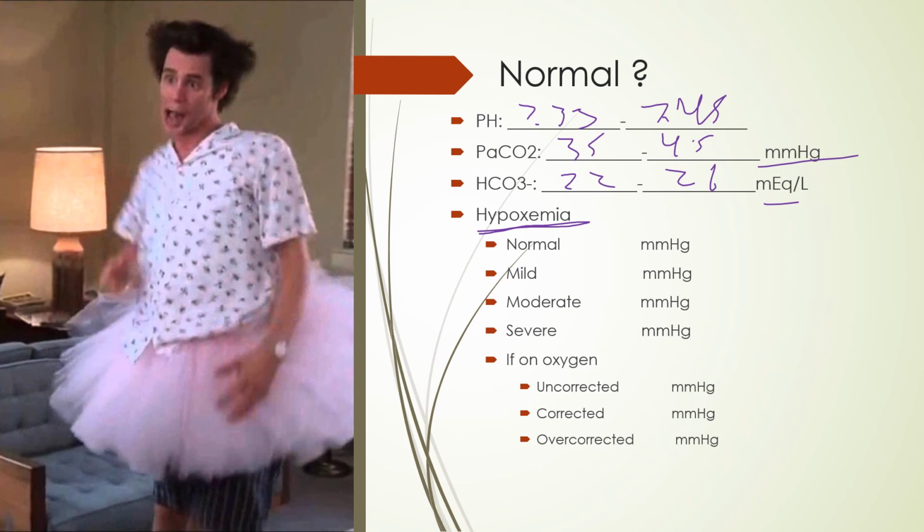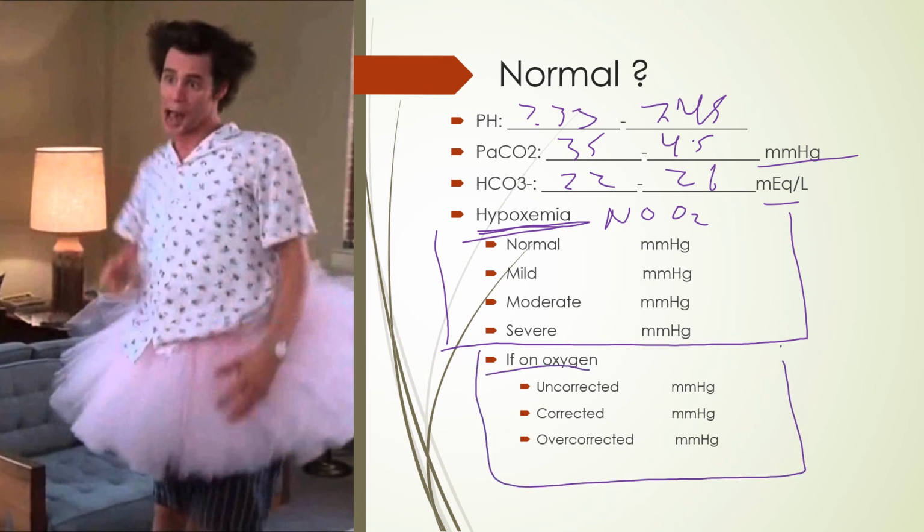So if a patient's not on oxygen, no oxygen, we're going to use this category. If they're on oxygen, we're going to use this category, okay? So if they're not on oxygen, you draw an arterial blood gas and you're looking at their oxygen levels. A normal PaO2 is 80 to 100 millimeters of mercury. Normal, right, we're talking NBRC, we're talking about sea level here, 80 to 100 millimeters of mercury.